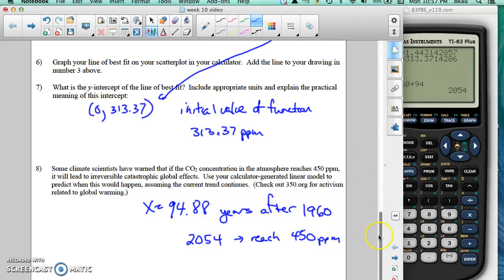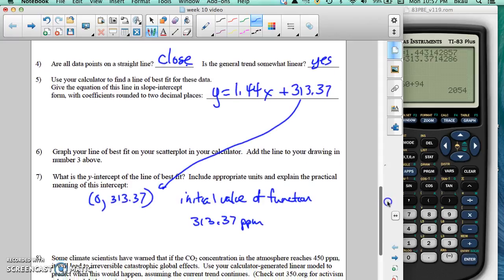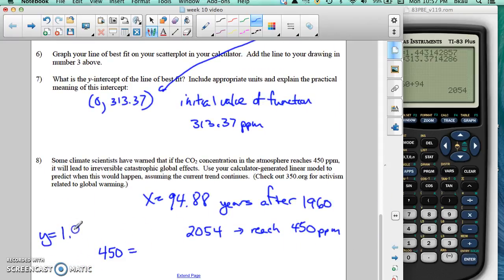And you can also verify that with your formula by just taking your y equals mx plus b, y equals 1.44x plus 313.37, and we say y is 450, so 450 equals 1.44 times x plus 313.37. If we solve this equation, we should get this answer.